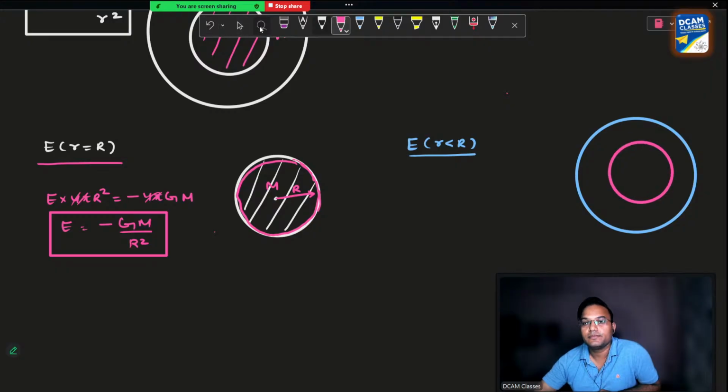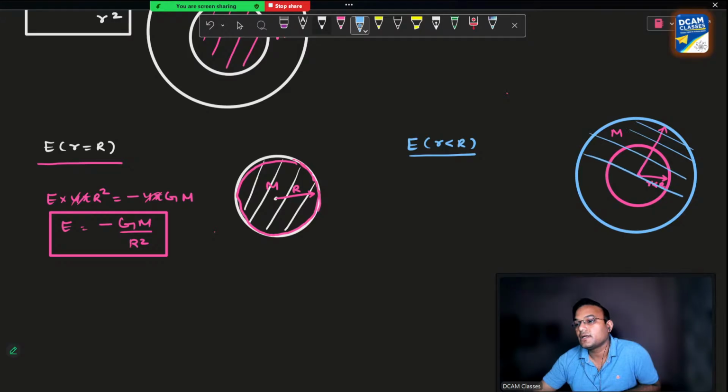Okay, Diva, Tanishka, we have to find out the field at this point, inside this sphere, at this point r, which is less than capital R. The total mass of the given solid sphere is capital M. Now you have drawn a Gaussian sphere, because you want the field at this point small r, so E into 4 pi small r square is equal to minus 4 pi capital G M enclosed.